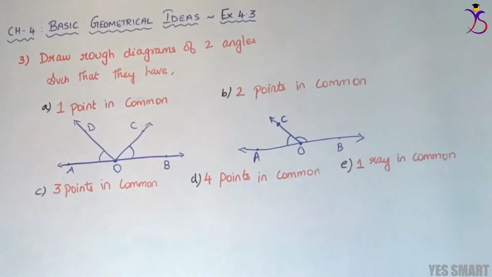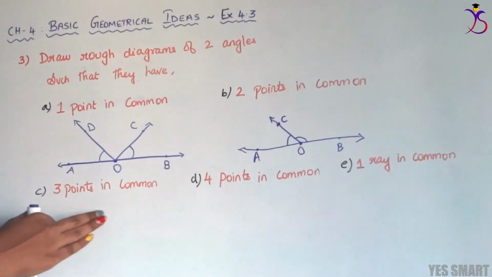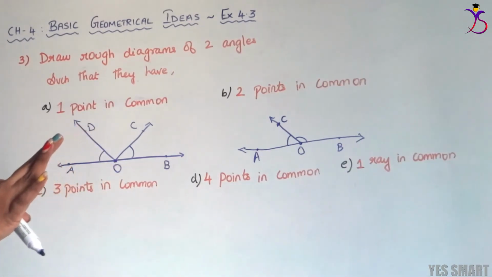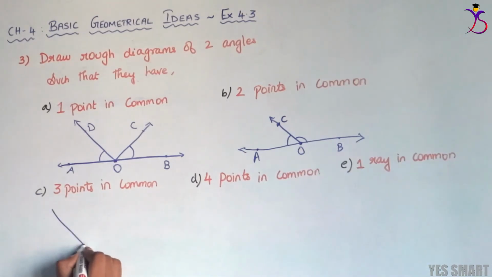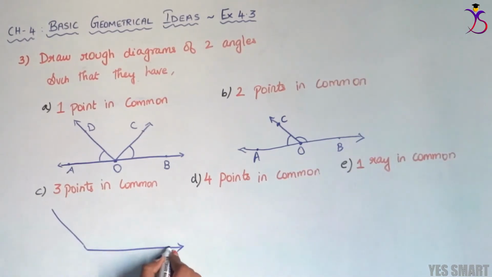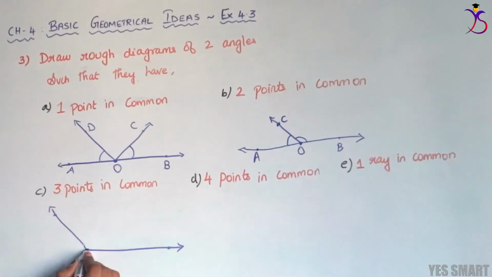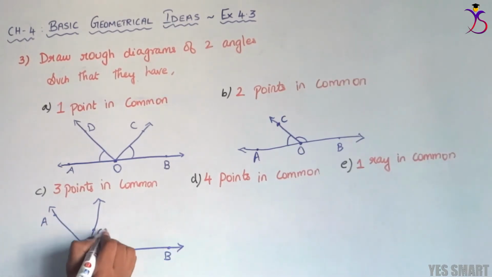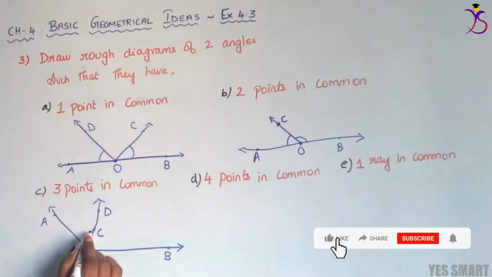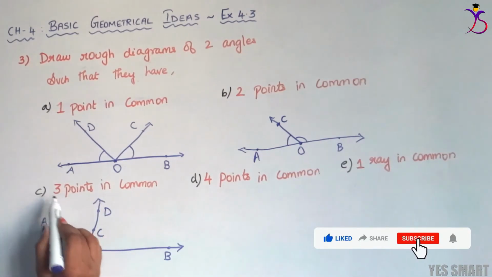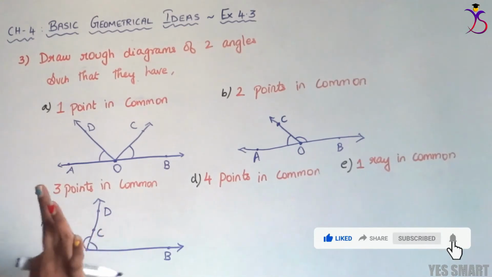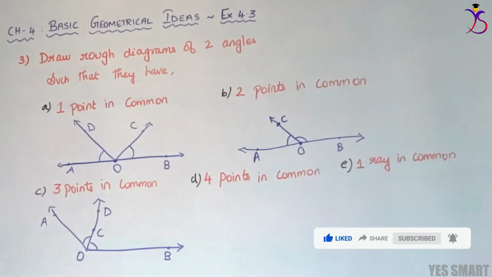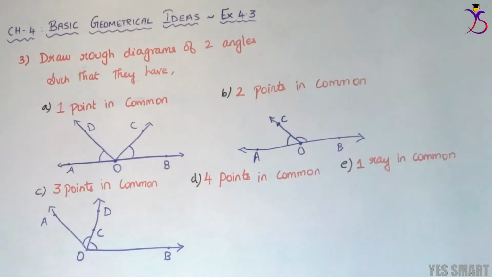Now moving on to the C question, 3 points in common. We will draw the baseline and a ray. We will name this as point O. We can draw a ray from this point O. A, B, C, D. Now we have 2 angles AOC and DOB. For these 2 angles we have 3 points in common, point O, point C and point D.